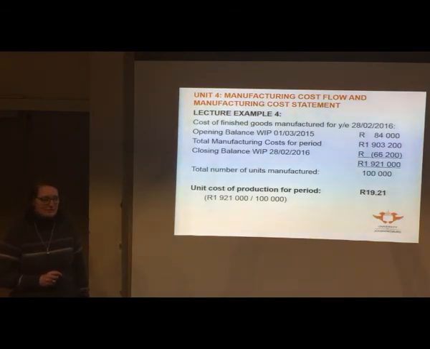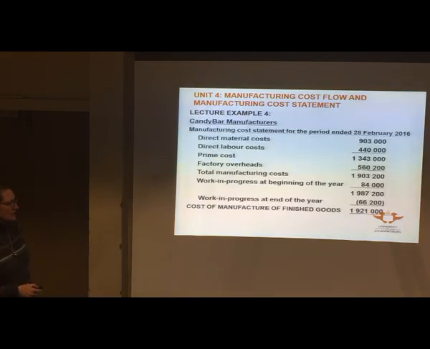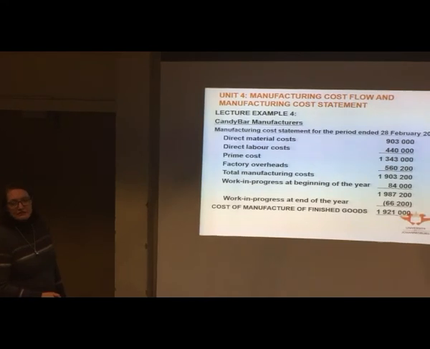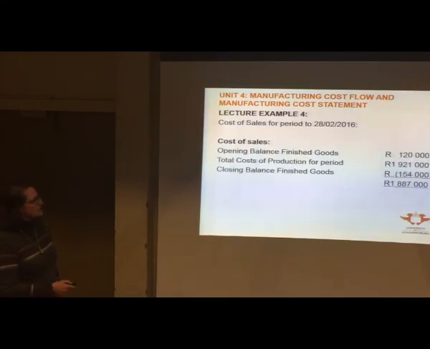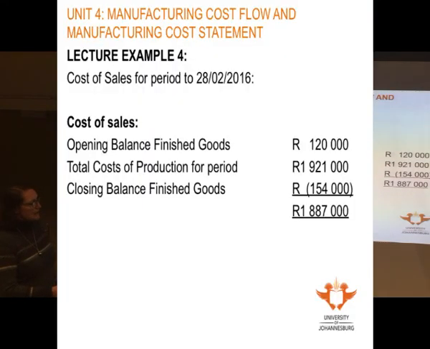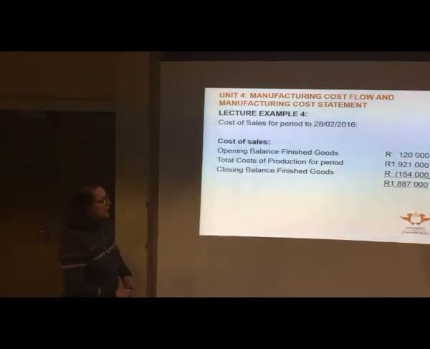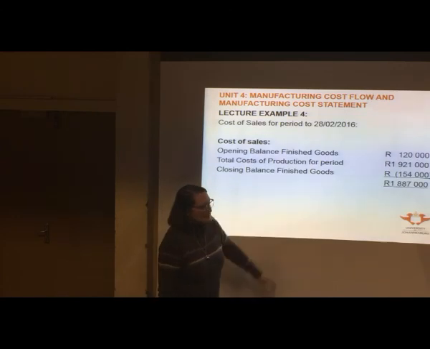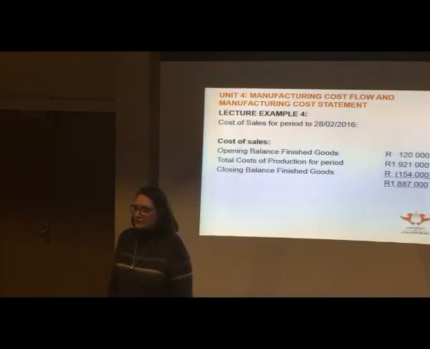Full marks. Next thing we have to do, last thing we have to do, is the cost of sales. Opening balance of finished goods plus the cost of manufacture of finished goods minus the closing balance of finished goods. So there's your opening balance of finished goods, 120,000, your cost of manufacture of finished goods minus your closing balance. So your cost of sales for the period is 1,887,000 Rand.